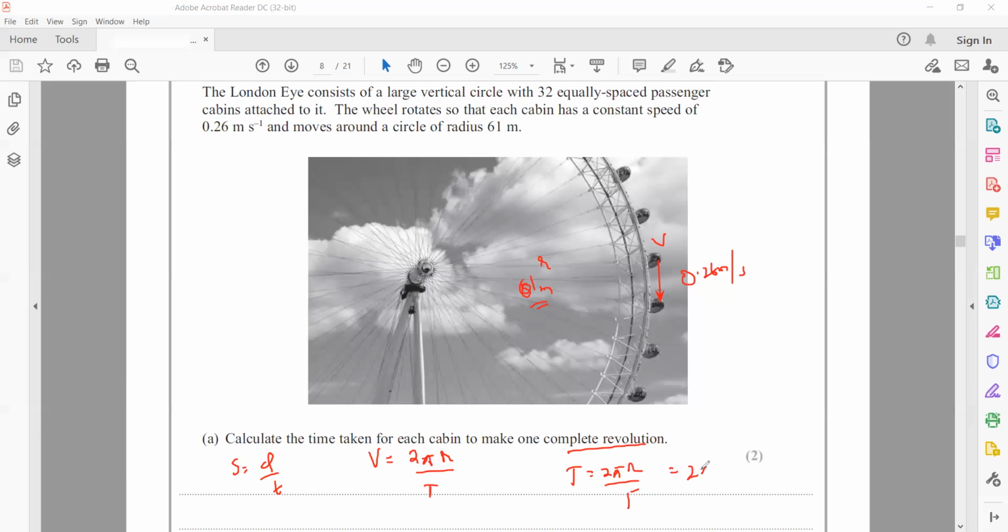So it will be 2 into 3.14 into 61 divided by v, not t, and the v is 0.26. So we'll get the time period, which is 1473 seconds it will take to complete one revolution.